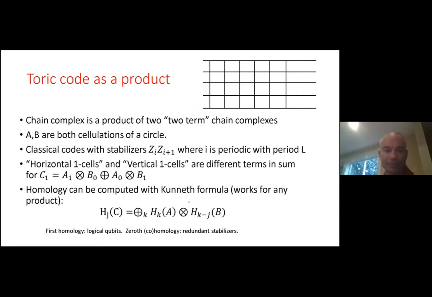So how does this work out in a specific case? We go back to the toric code. I said the torus is a product of two circles, but similarly, this chain complex for the toric code is a product of two-term chain complexes. Two-term meaning it's just got two types of vector spaces, like A1 and A0. So it's just defined by a single linear map. And I can write them down.